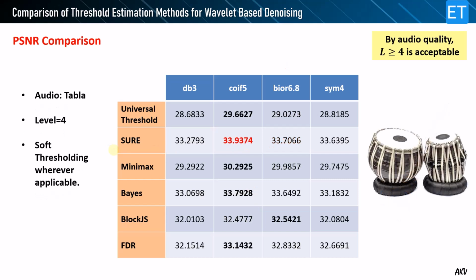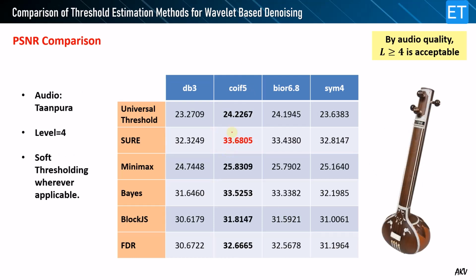PSNR value. And for tabla, again coif is the winner. You can see all the highest PSNRs I am getting for coif, but BlockJS is giving it for biorthogonal 6.8. But again the SURE method is giving me the highest PSNR for coif5. So SURE and coif5 combination is again working well for tabla audio. And for Tanpura, again all thresholding methods are giving the highest for coif. And again SURE is at the highest PSNR. So coif5 and SURE combination is working best among all these combinations.